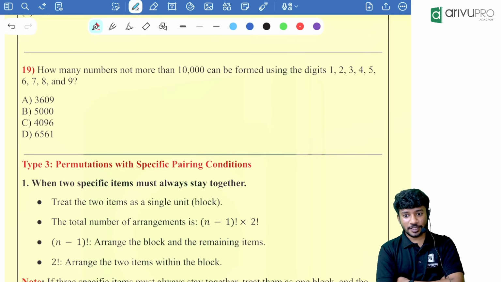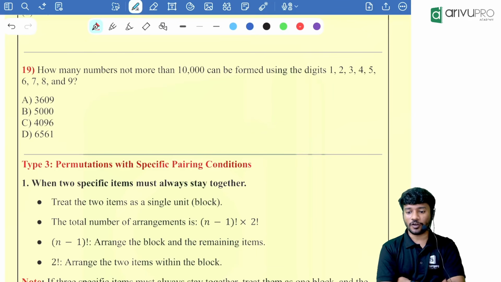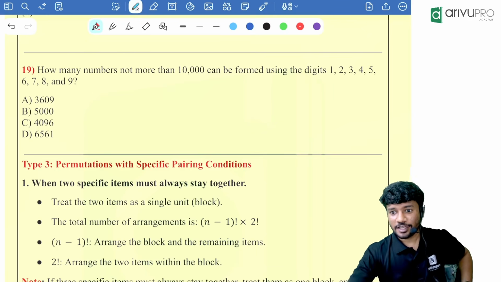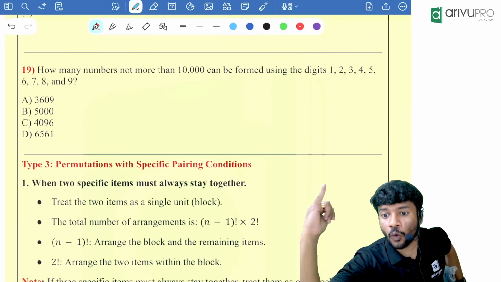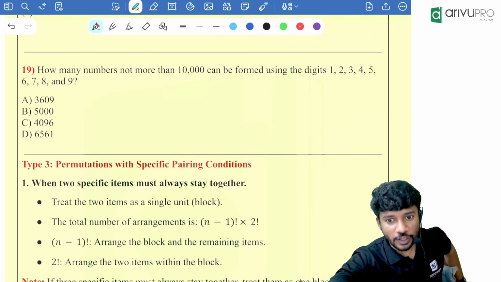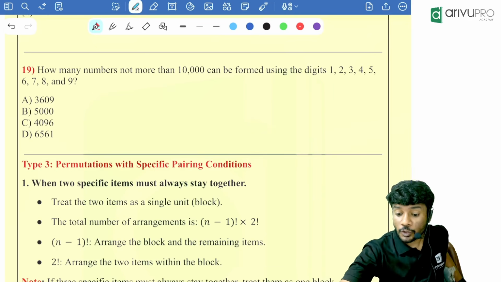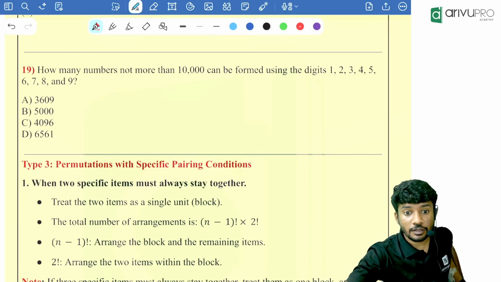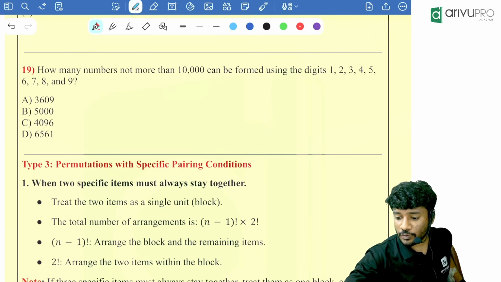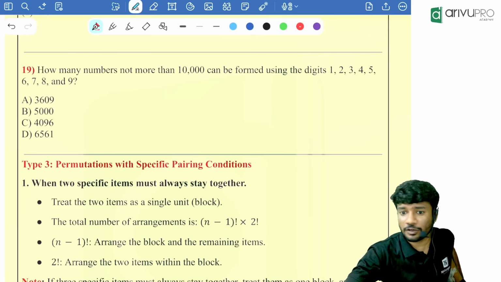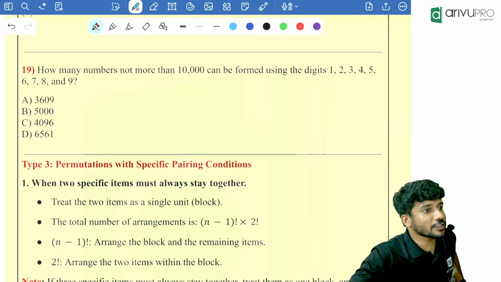2-digit number is included. 3-digit number is included. 4-digit number is included. That means we should consider everyone. Not more than 10,000 means we should consider 1-digit number or 2-digit number or 3-digit number or 4-digit number. Now some people will say, sir, then 10,000 is also included. Can you form 10,000 using 1, 2, 3, 4, 5, 6, 7, 8, 9? No. We can only form 12,345 or 13,456. Likewise, only we can solve.